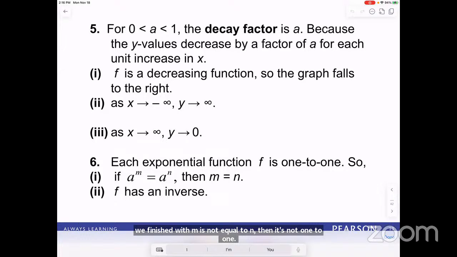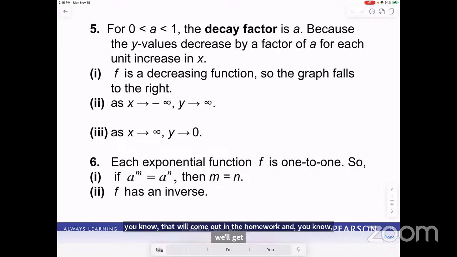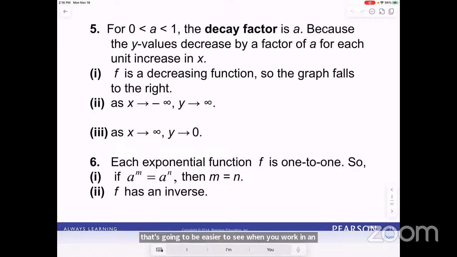That will come out in the homework, and it's going to be easier to see when you're working an example. But algebraically, that's called the uniqueness proof, and that's how we show a function is one-to-one. But if we start with the left and we don't finish with the right, then it's not one-to-one. Okay, and then we mentioned a moment ago that this also means that f has an inverse.